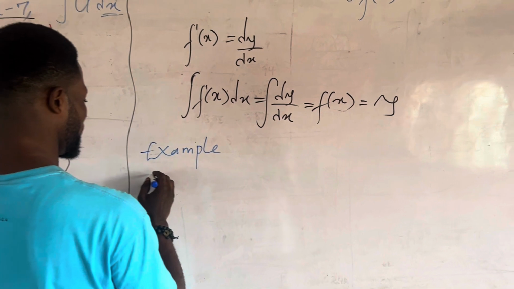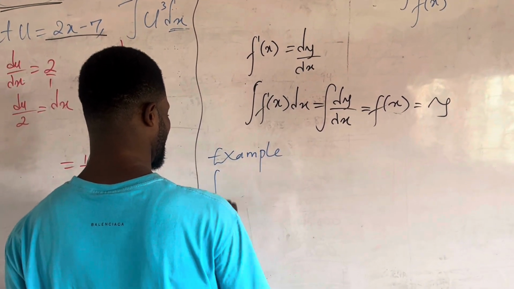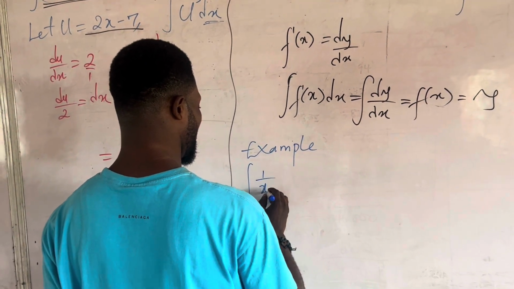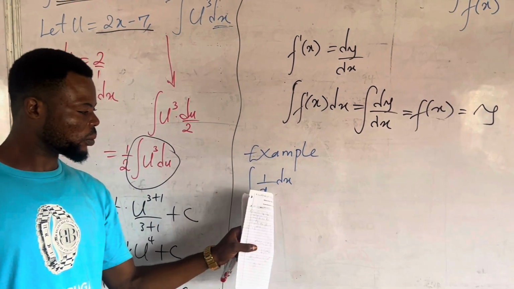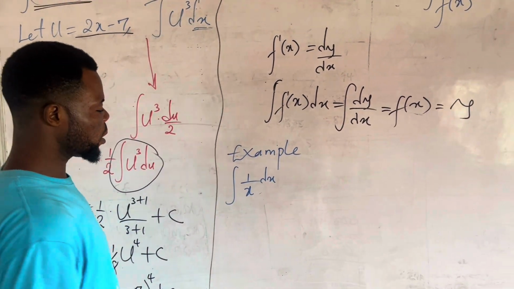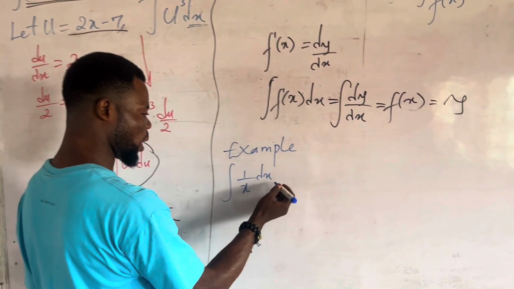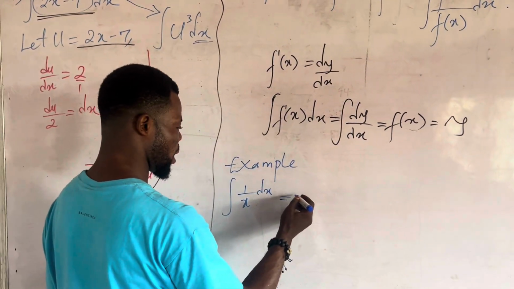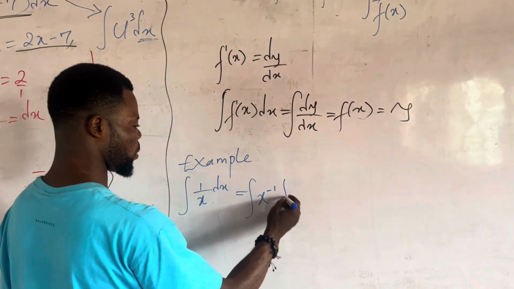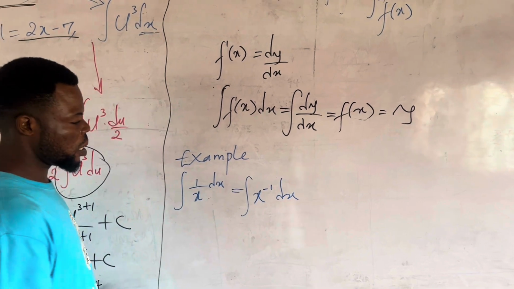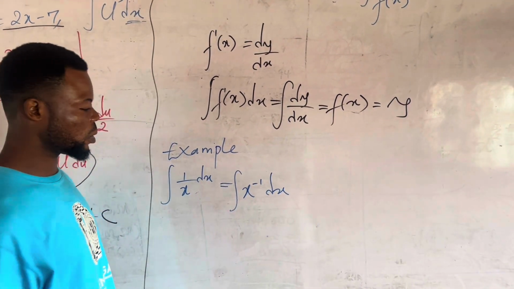Example: if we have an integral of 1/x with respect to x, I want to integrate this. There is no way I can apply the polynomial rule here. If I try, 1/x is the same as x to the power minus 1 with respect to x, which looks like the polynomial functions we just did.